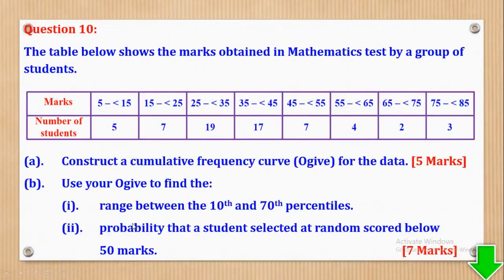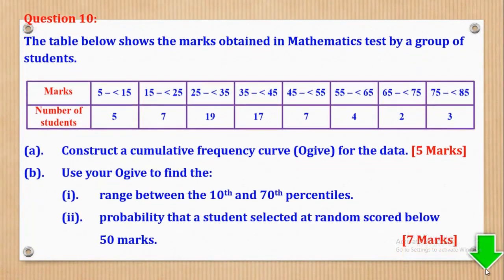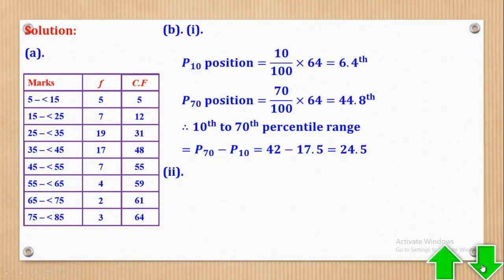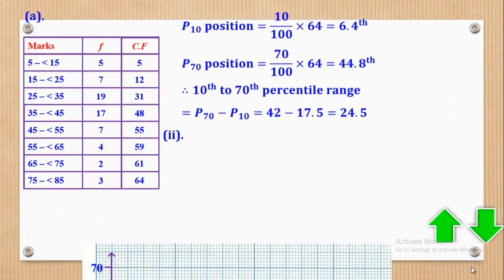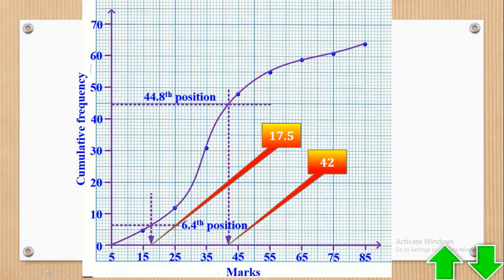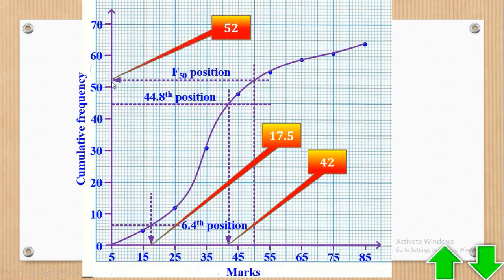So Roman 2, they wanted the probability that a student selected at random scored below 50 marks. So there we shall have to go back to our ogive and look for the 50 marks on the horizontal axis, then draw a vertical line upwards to meet the curve, and then take a horizontal line to meet the vertical axis. So we shall read off this value, and that will be the number of students below 50 marks, that is 52.